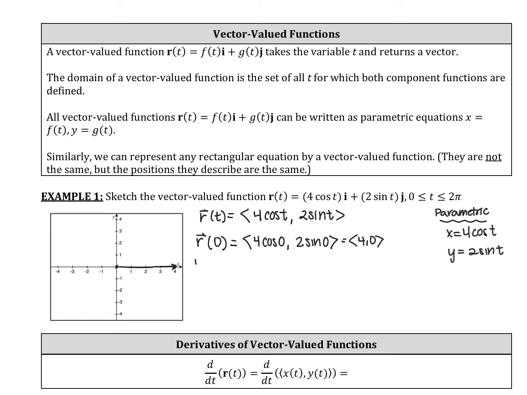Now if I keep going and I look at some of my other angles, and I'm going to take a shortcut. If we plug in pi over 2, the cosine of pi over 2 is 0, so the first would be 0, and then the second would be 2. And so I have this vector right here.